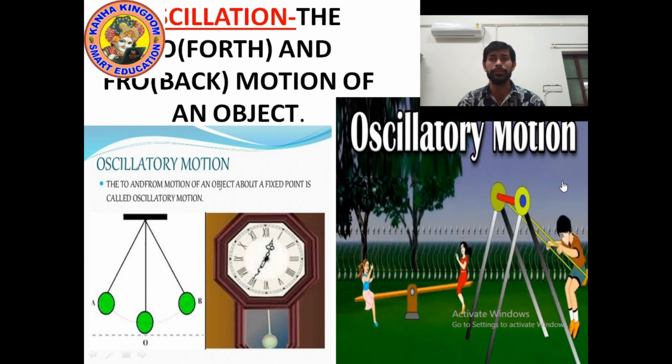So what is oscillatory motion? The to and fro motion of an object is known as oscillation or oscillatory motion. Okay. To means forward, and fro means backward.